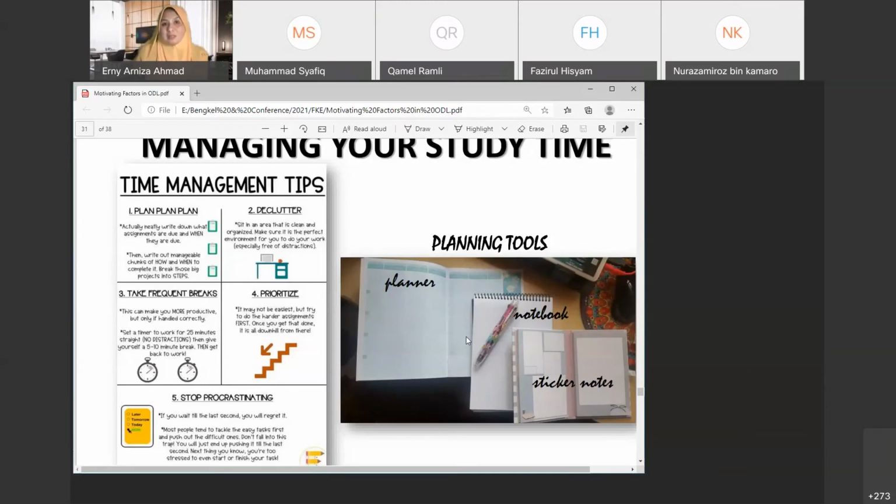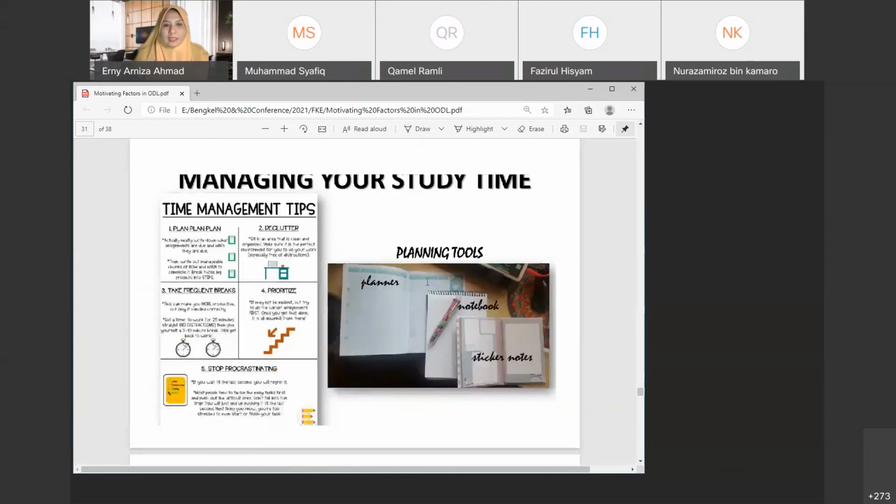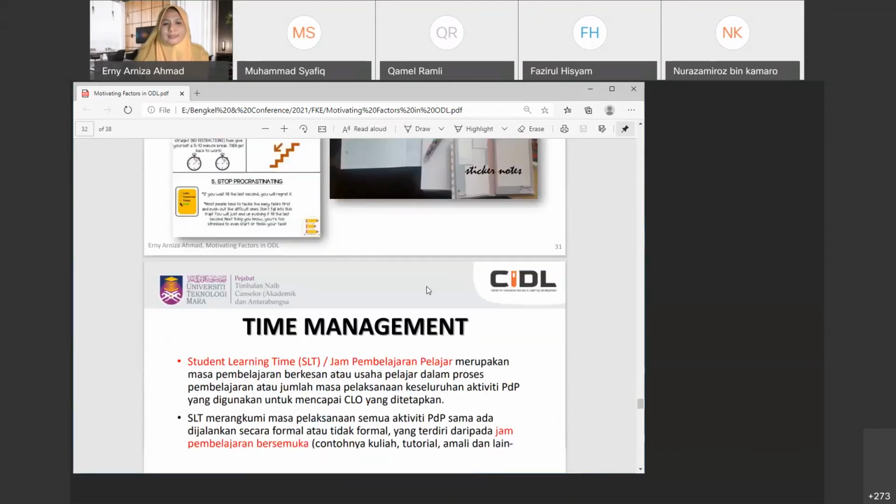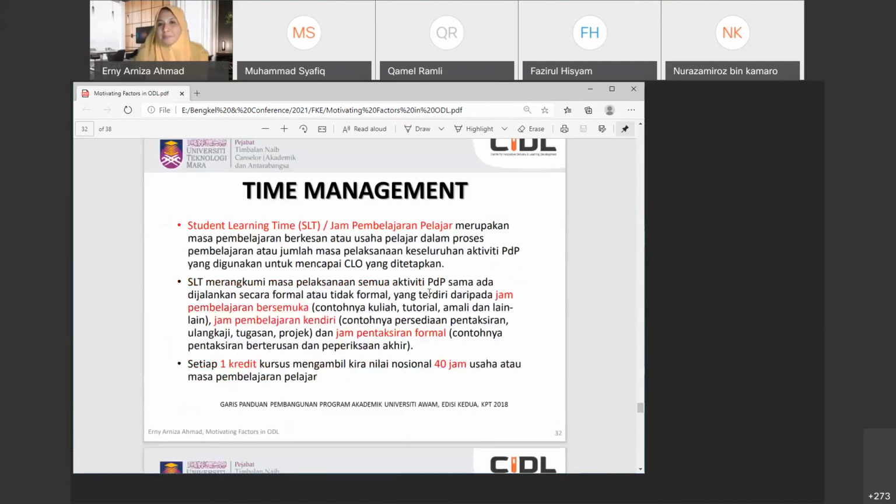Right, so these are some of the planning tools that you can have, but then it is not necessary. Again, back to your learning styles, learning techniques, then you identify your needs on how to manage your study. But then the main thing here is how to manage your study time. Okay, tadi kata tak tunjuk cara. Siapa kata tak cukup, memang nak kena pulas telinga.